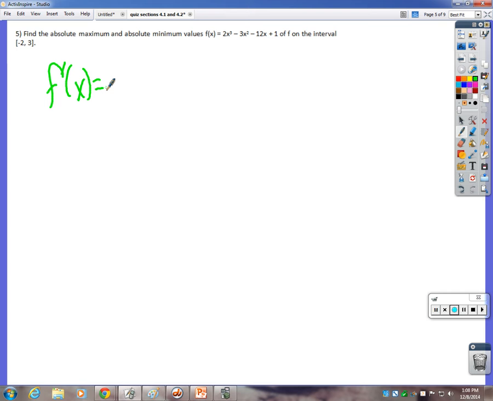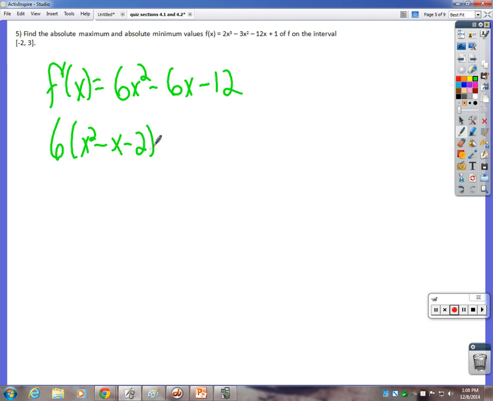Take the derivative. Okay, then what do I do with that? Set it equal to 0, and so when I do that I can factor out 6. And so then this factors into x minus 2 times x minus 1. So what are my numbers that I care about?